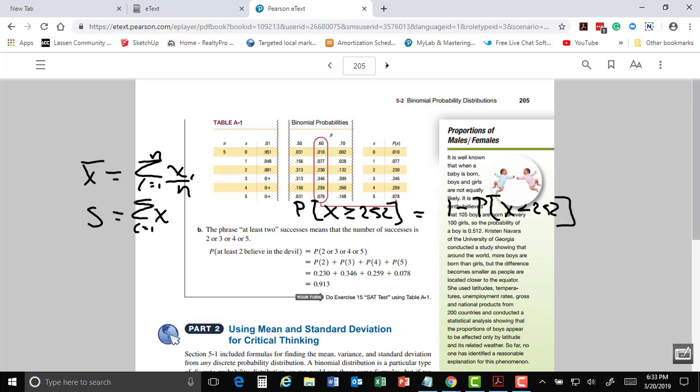But we have to take the sample average away from each one. The answer could be negative. We don't want that, so we square it. And we divide by n minus 1, and this is square rooted. Otherwise, that would be variance.